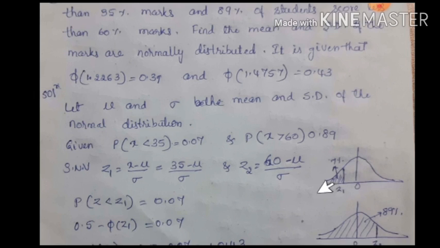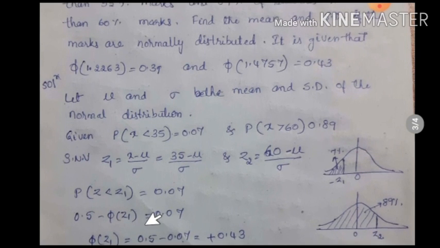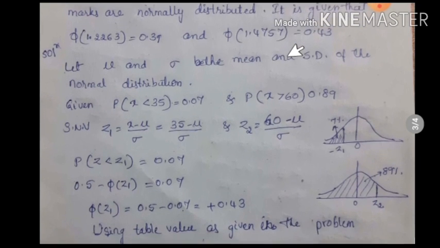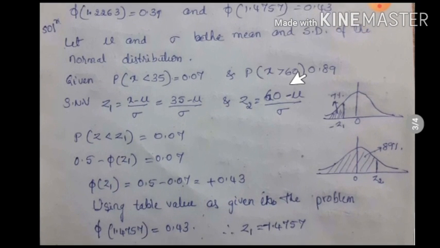Now you are thorough with how to write down these conditions, yes or no? Now what is phi of Z1? You will get 0.5 minus 0.07, which is 0.43. In the table they have given the area as 0.43, and you will obtain its Z value as 1.4757. So using the given table, we obtained the Z value as 1.4757. Since Z1 is on the negative side, you need to take the Z1 value with a minus sign.